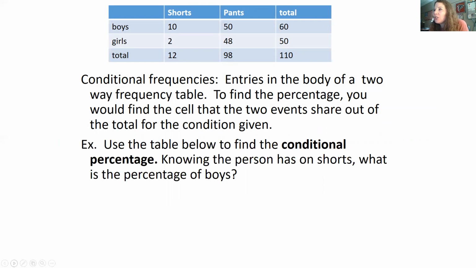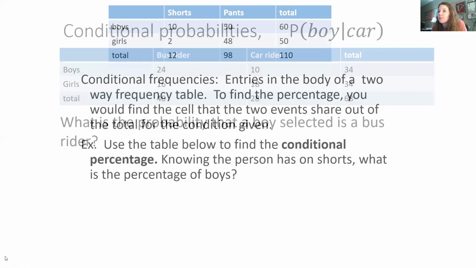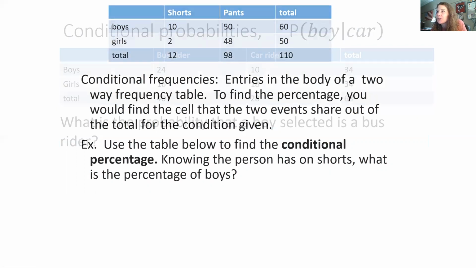All right, so use the table below to find the conditional percentages. So look at this first half of this statement. Knowing that the person has on shorts, so we're only talking about 12 people, what is the percentage of boys? Well, of the people wearing shorts, 10 of them are boys. So 10 out of 12 is 83%. 83% of the people wearing shorts are boys. That's conditional. We're not talking about the whole table, right? We're only talking about the people wearing shorts.